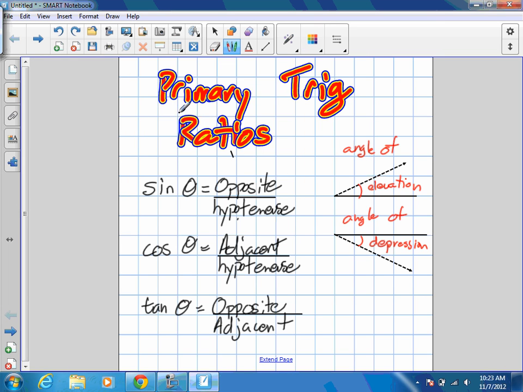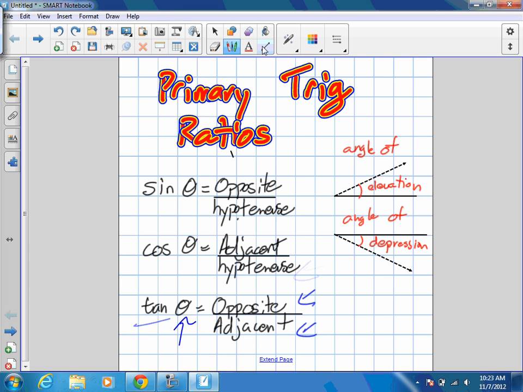Okay, primary trig ratios. We have three major ratios. You guys have learned them before. We have sine theta, our angle, is equal to the opposite side of a right angle triangle divided by the hypotenuse of a right angle triangle. Cosine theta, or cosine the angle, is equal to the adjacent side of a right angle triangle divided by the hypotenuse. And finally, tan theta is equal to the opposite side divided by the adjacent.